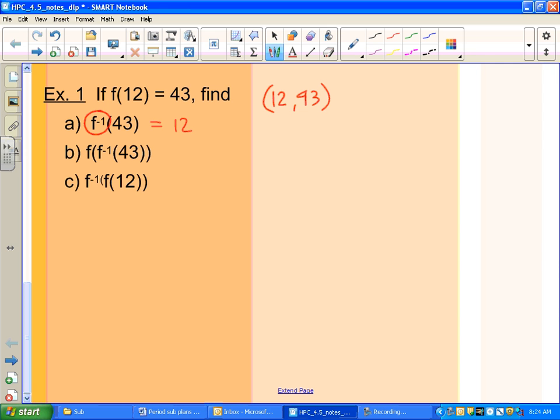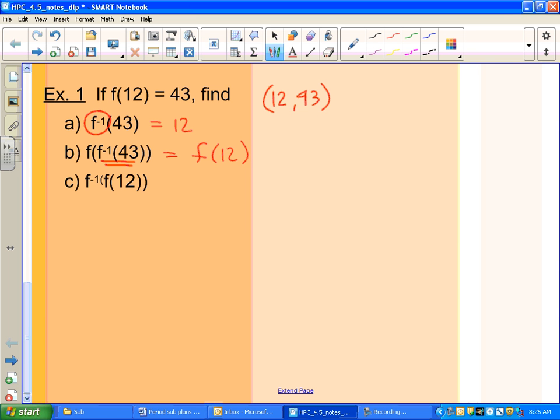So let's work inside to out for b. So I'm going to take care of the inverse of 43. We did that in part A. We know that that is already equal to 12. So what we're going to do is rewrite this as f now of 12. So now we're back to this function notation of an original, and we're taking that value from an inverse.